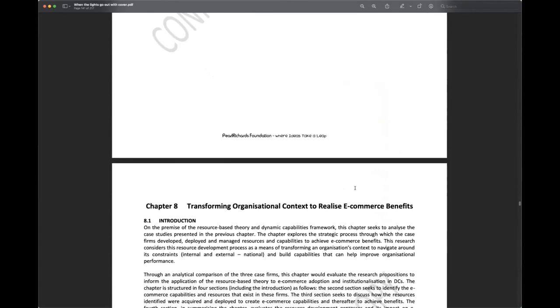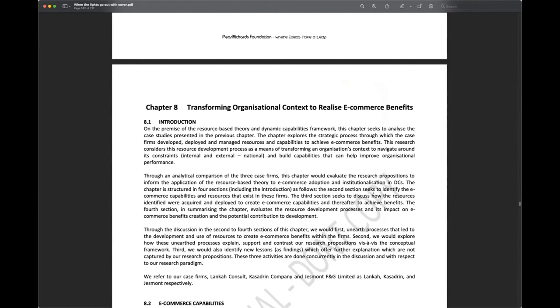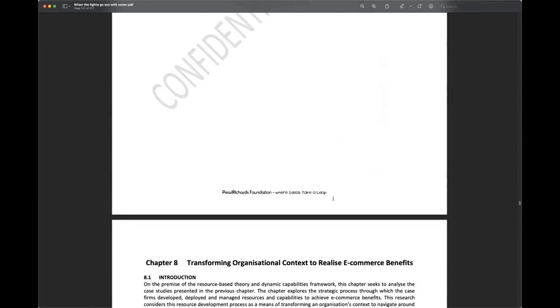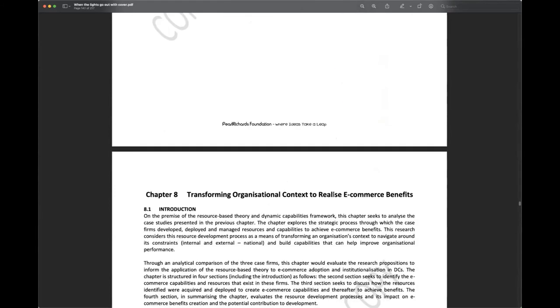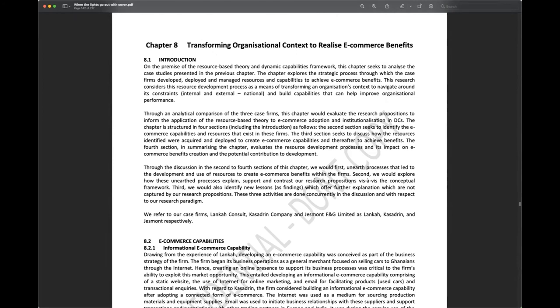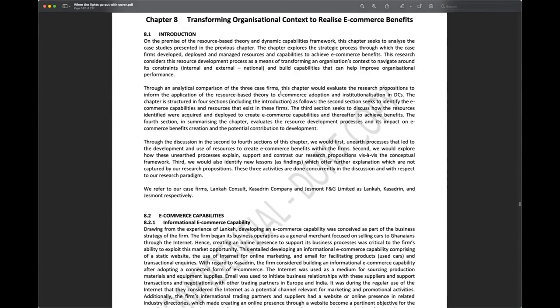In fact, that's not in my real thesis. Here, the one I was compiling into a book, I put pointers in for the students to understand what's happening in the chapter. So here, through analytical comparison of 3 case firms, this chapter will evaluate the research propositions to inform the application of resource-based theory to e-commerce adoption and standardization in DCs. So what we are trying to see here is how we can pick the information and relate it to the literature.